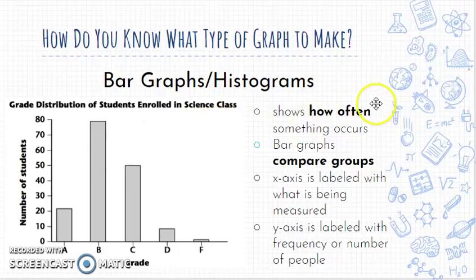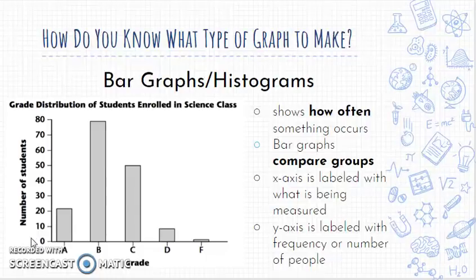If we're using a bar graph, then we are likely showing how often something occurs, and we're comparing groups of something. In this case, we're comparing grades and the number of students who get each grade. So you might have 21 students receiving an A compared to nearly 80 students, or about 80 students, receiving a B. When you're creating this type of graph, the x-axis gets labeled with what's being measured, so your groups go across the bottom, and then how often, or the frequency that those groups have something occurring, goes up the y-axis, up the side.